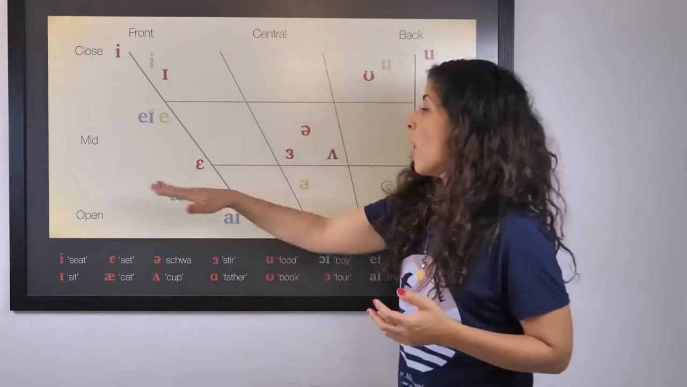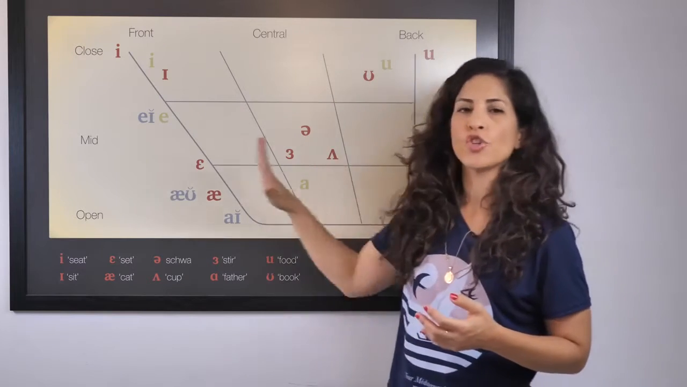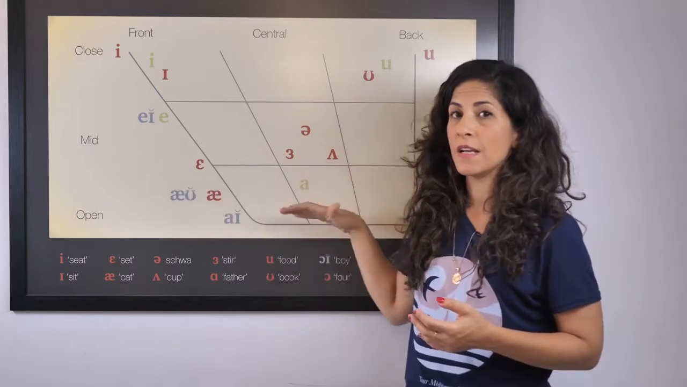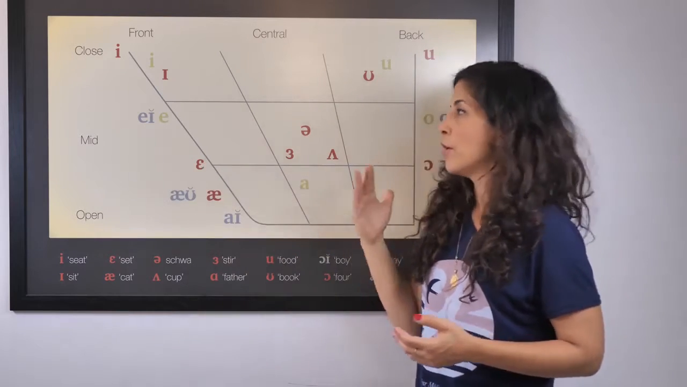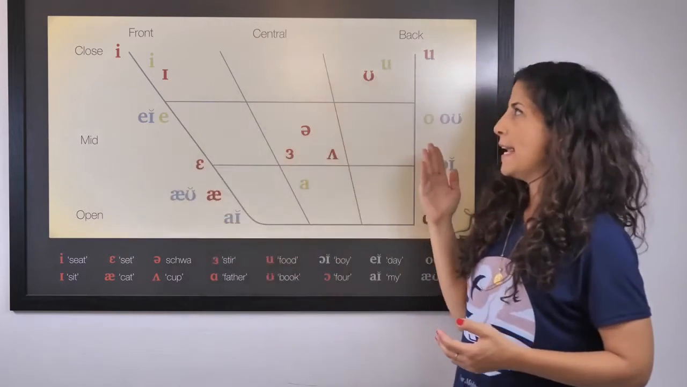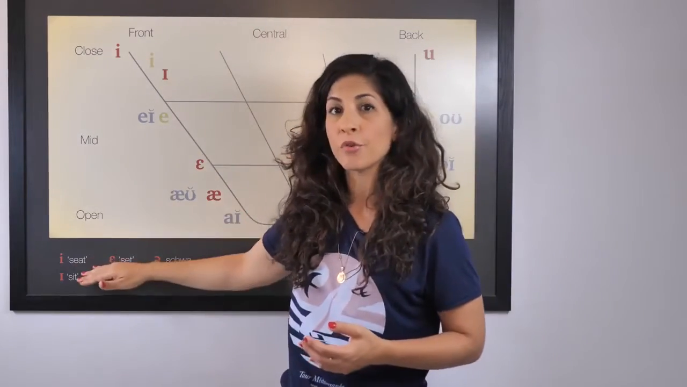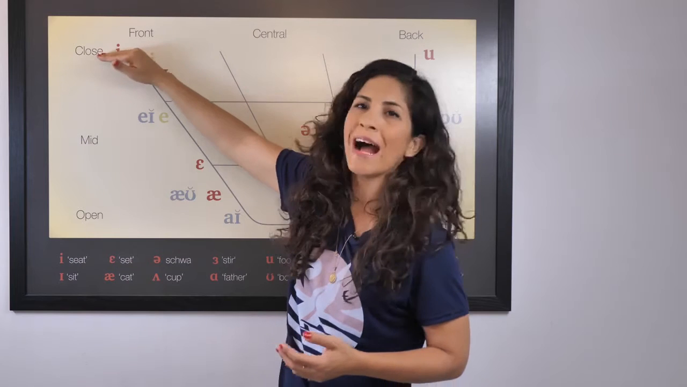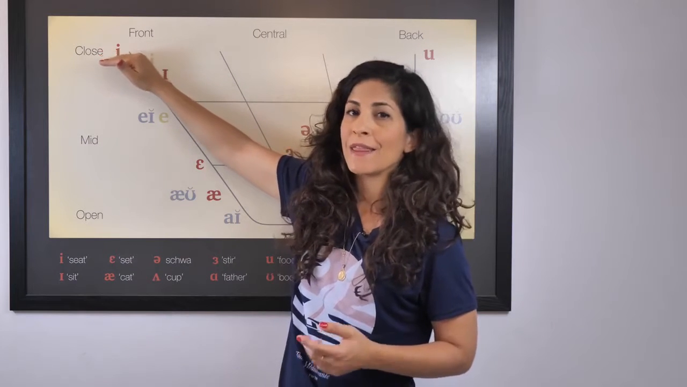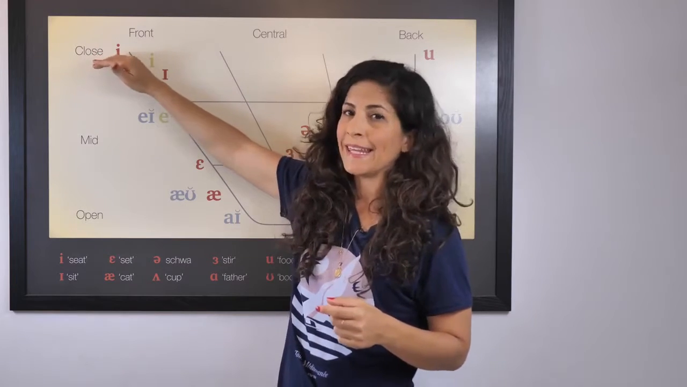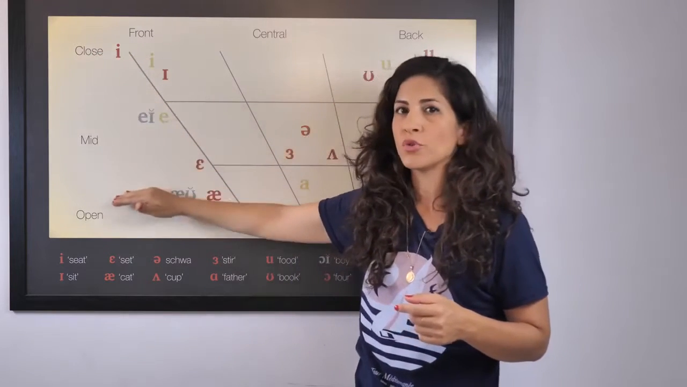So basically the horizontal axis shows you the position of the tongue, the placement of the tongue in comparison to the front of the mouth, the front or the back. Now the vertical axis is basically the position of your jaw. So as you go higher on the chart, then the mouth is more closed, the jaw is more closed. For example, E. And as you go down, the jaw drops.